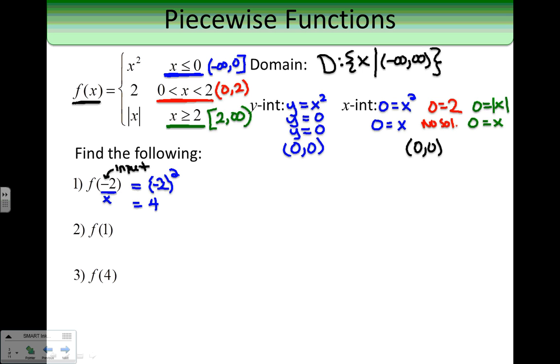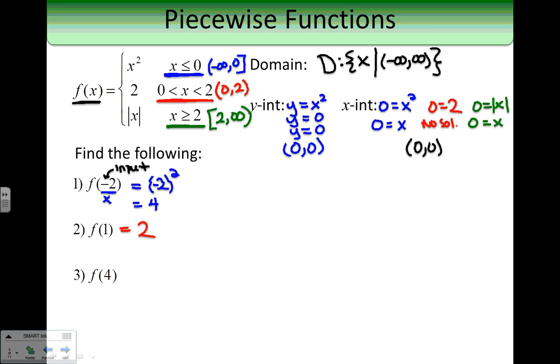F of 1. Now my input, my x value, is 1. So figure out which domain that goes into. It can't go into the top one because that has to be anything less than or equal to 0. So we have between 0 and 2. 1 is between 0 and 2, so it's going to go into my second one. That function is just f of x equals 2. So no matter what my input is, my output is always going to be 2.